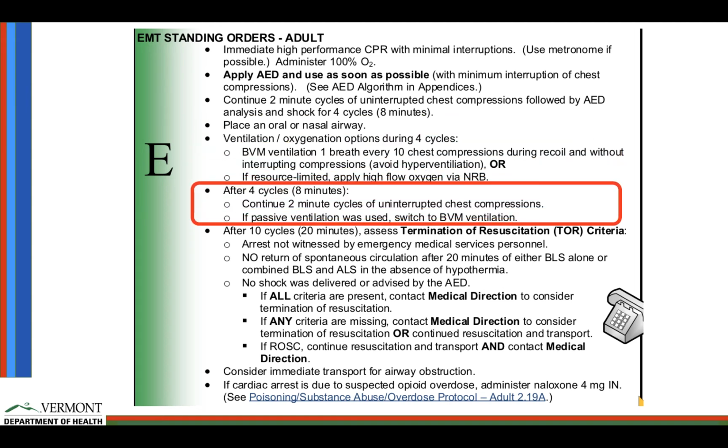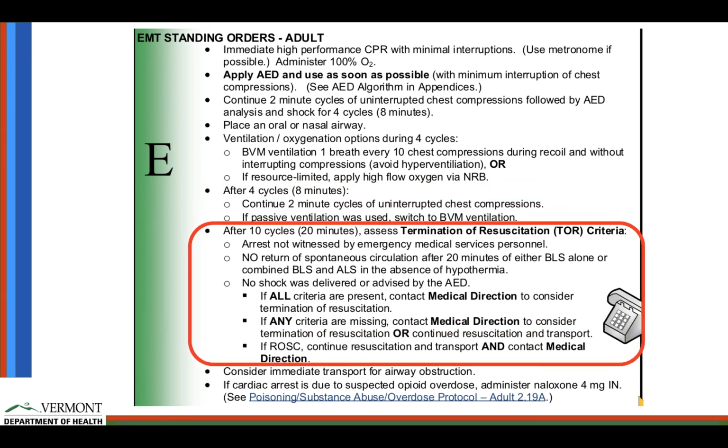After 4 cycles, continue 2-minute cycles of uninterrupted chest compressions. If passive ventilation was used, switch to BVM ventilation. Notice that we have eliminated the 5-shock rule and instead encourage EMS practitioners to remain on scene providing high-performance CPR for 20 minutes prior to assessing for possible termination of resuscitation.